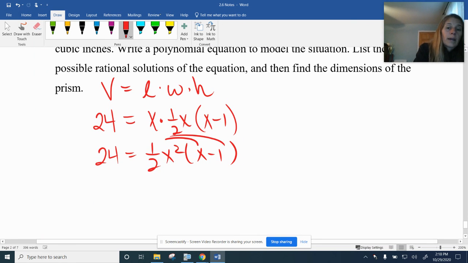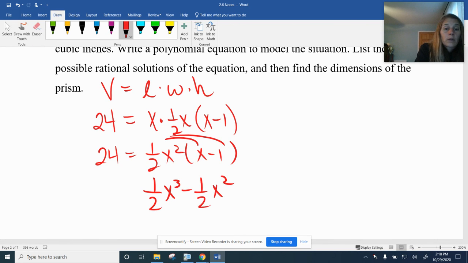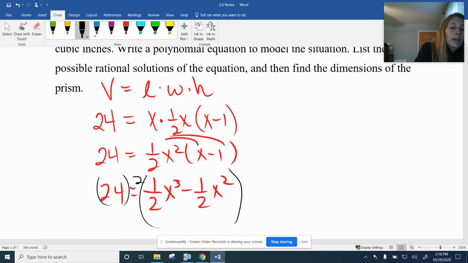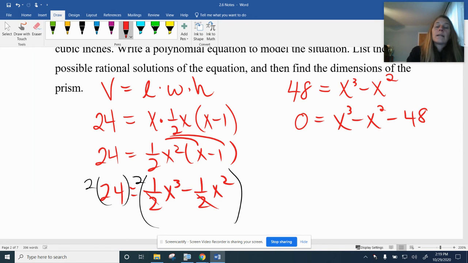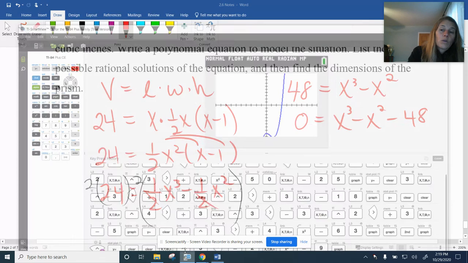Then I'm going to distribute that. So I will have 1/2 x cubed minus 1/2 x squared. And you can move the 24 over now, or if you want to get rid of the fractions first and then move it over, it's really up to you. We end up with 48 equals, and now our fractions cancel. So we have x cubed minus x squared. And then we're just going to move that 48 over to make this a polynomial that's basically equal to 0 or y, so that we can now type it in our graphing calculator and solve.